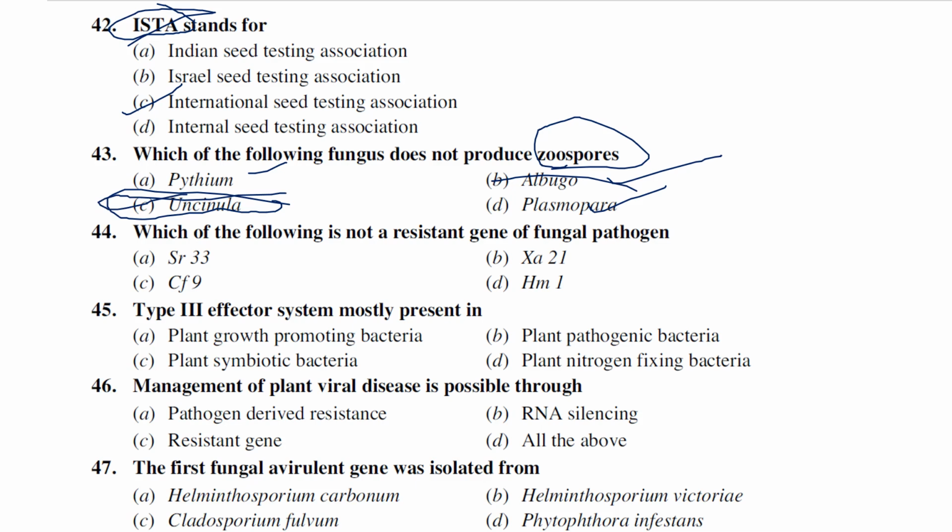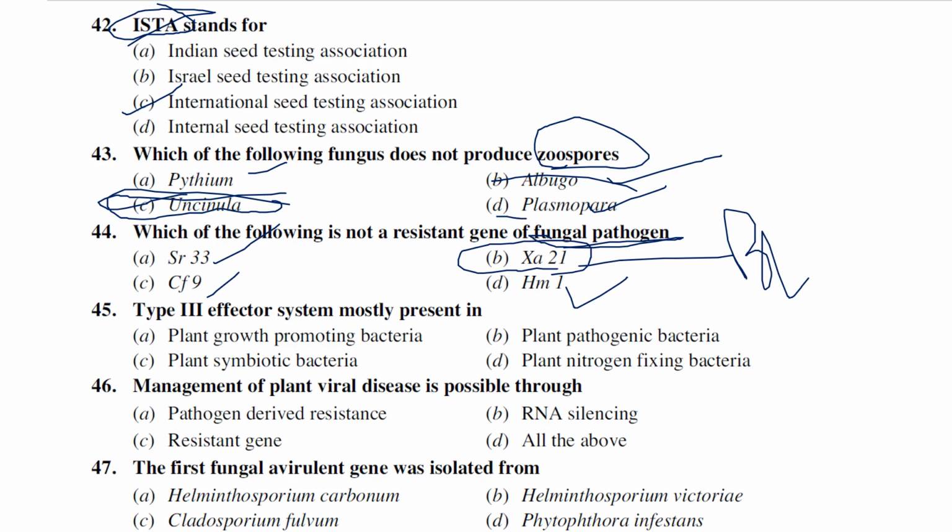Which of the following is not a resistant gene for fungal pathogens? Sr23, probably for rust. Cf9, for Cladosporium fulvum, tomato leaf mold. Hm1, the first resistant gene. Xa21 is a resistant gene for BLB, rice bacterial leaf blight, right?